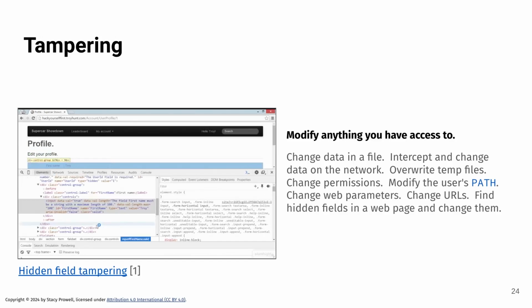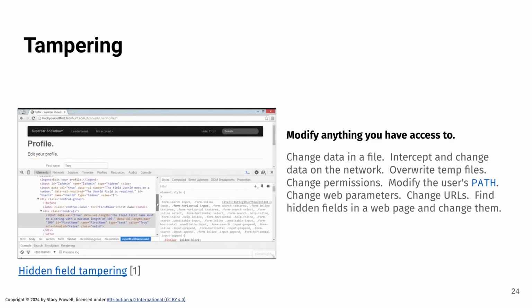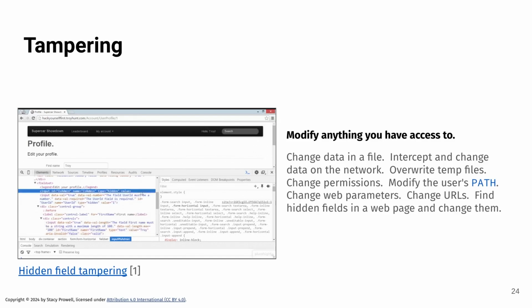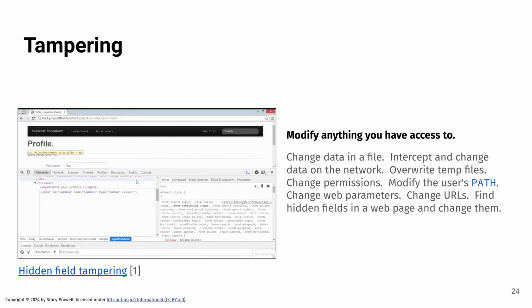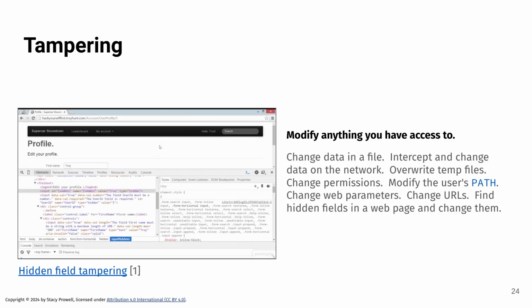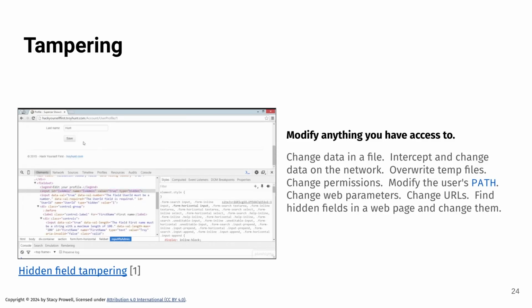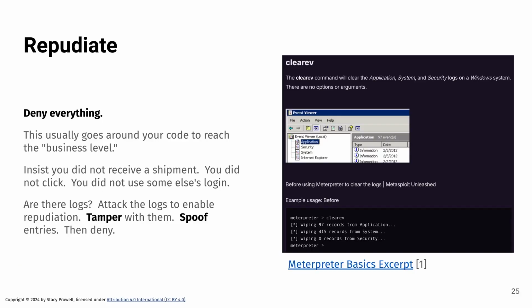Lots of things you can do here. You can intercept and change data on the network, overwrite temp files, change permissions, modify a user's path, change web parameters, change URLs. Or do what we're seeing over here: find hidden fields in a web page and change them. Lots of information is leaked out through fields in the source of web pages.